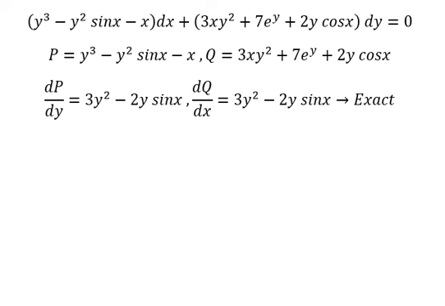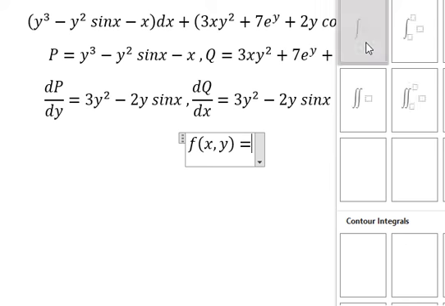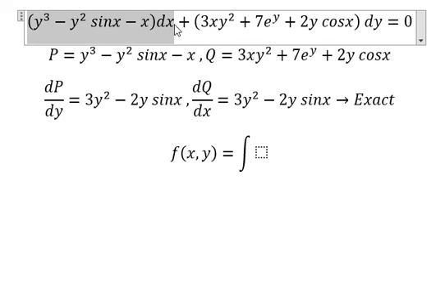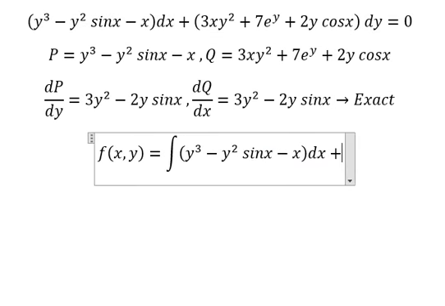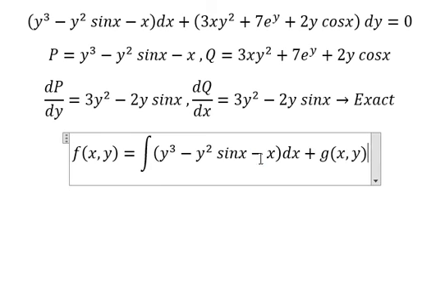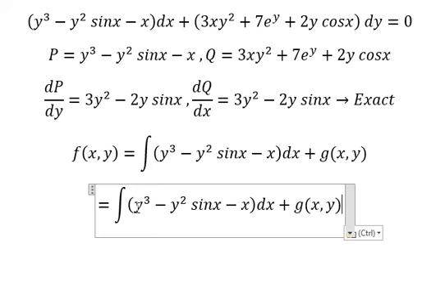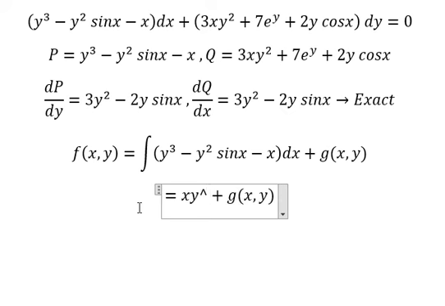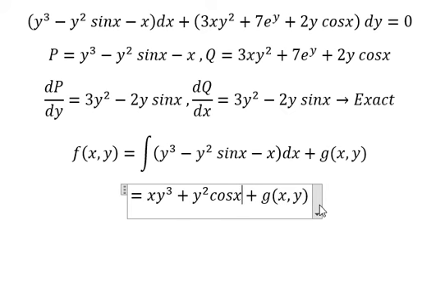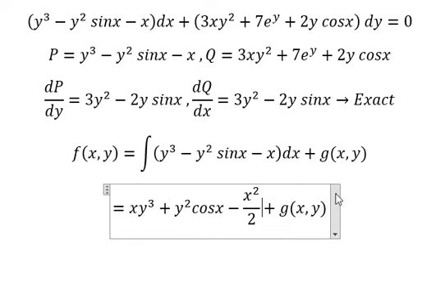Now we need to set up the function f(x,y). So f(x,y) equals to the integration, so I will choose this one. Next, the integration of y to the power of 3 with respect to x, we have x y to the power of 3. The integration of negative sine x, we have positive y squared cosine x. The next one, that is x squared over 2.